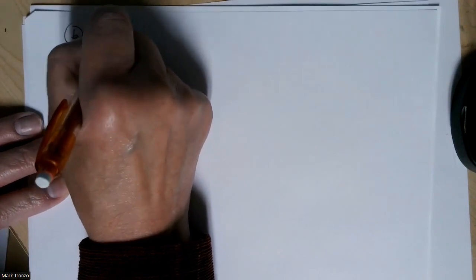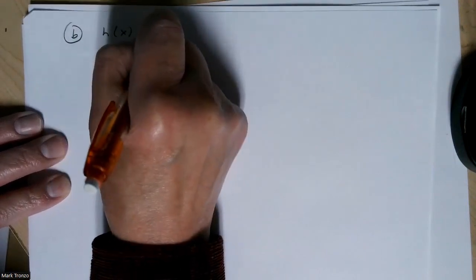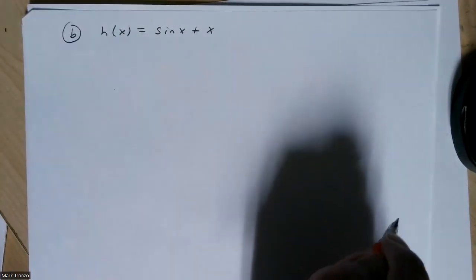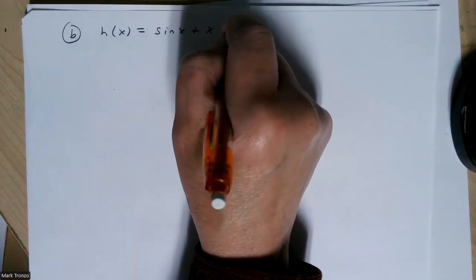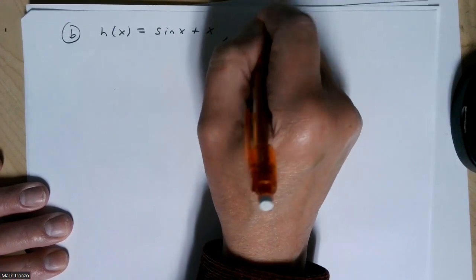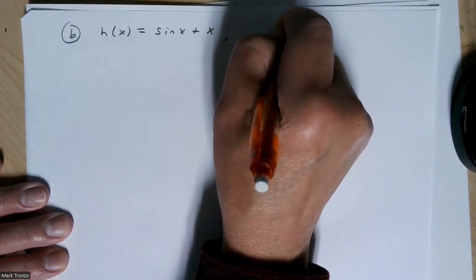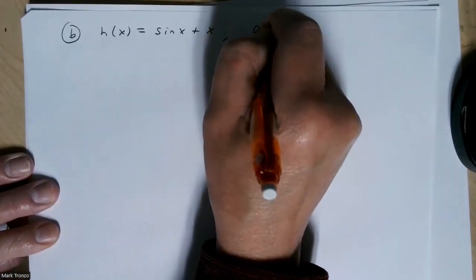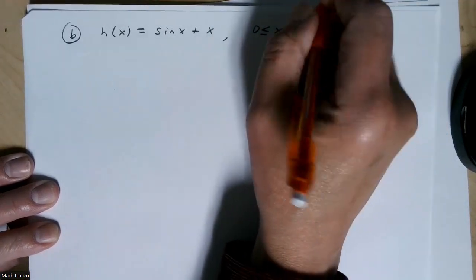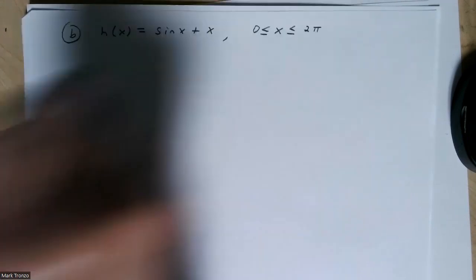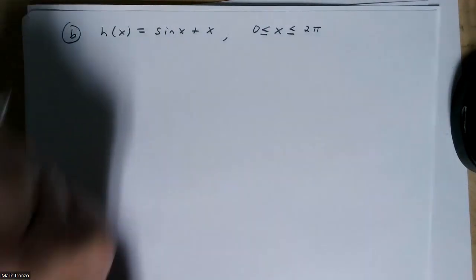Let's try this next function. H of x equals sine of x plus x. And let's set the range here for x to be from 0 to 2 pi, so that we don't have an infinite number of answers.